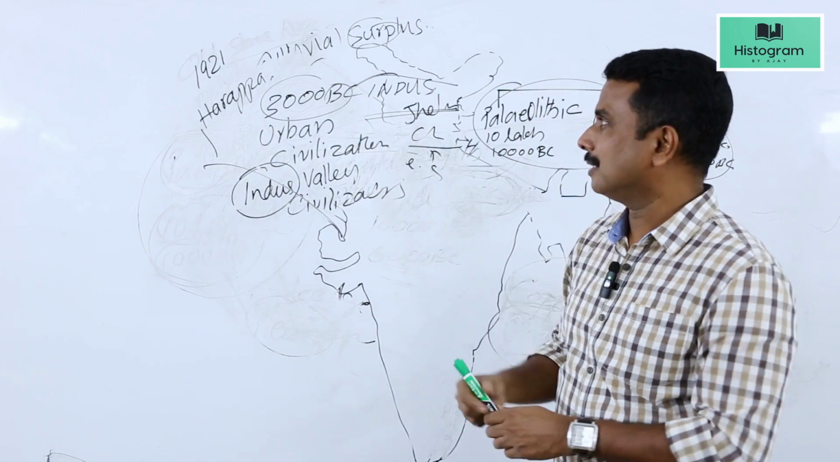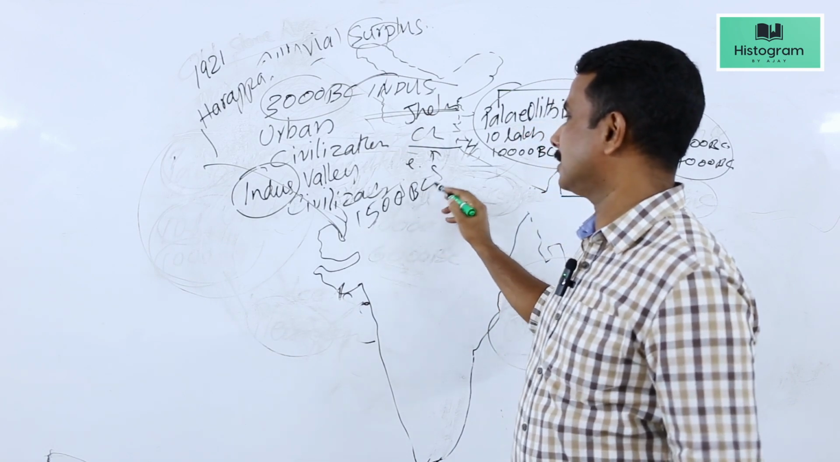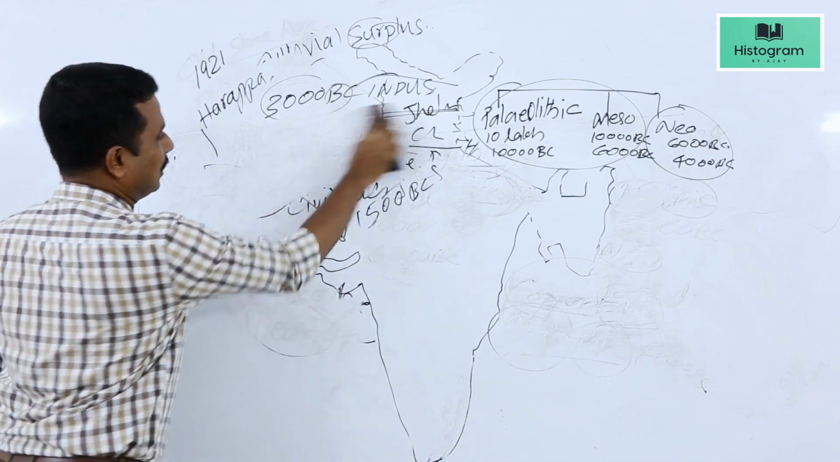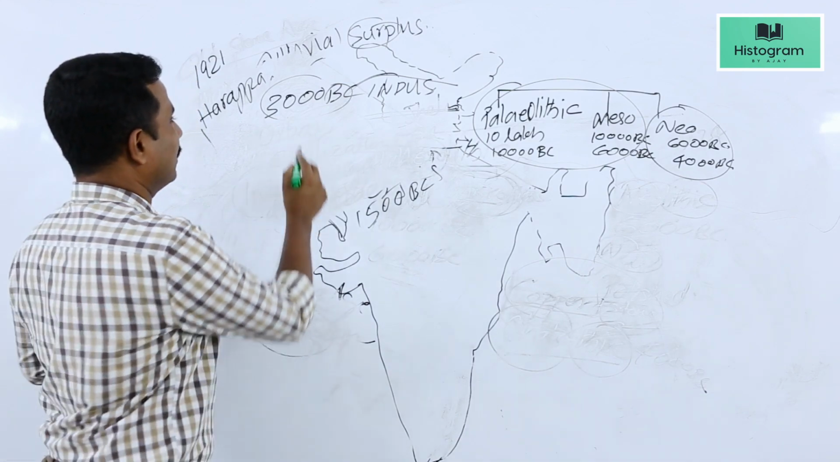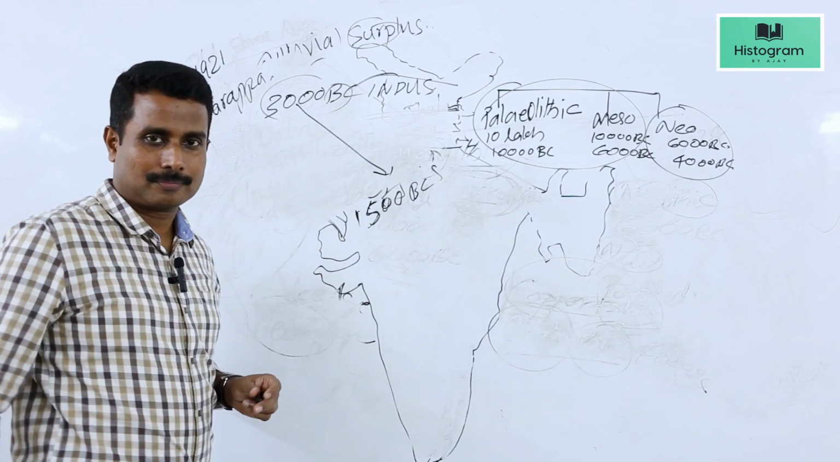And what was the period? 3000 BC to 1500 BC. So the Indus Valley civilization flourished in the northwestern part of the Indian subcontinent from 3000 BC to 1500 BC.